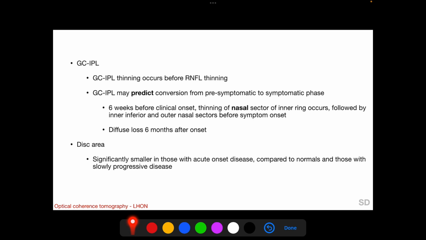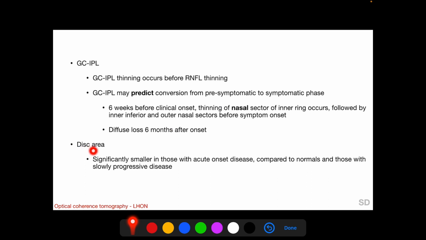So what happens to the GCIPL in LHON? The GCIPL thinning occurs before RNFL thinning. So here also the GCIPL does not thicken in the early stage, and GCIPL may be able to predict conversion from a pre-symptomatic to a symptomatic phase, because it has been found that 6 weeks before clinical onset, thinning of the nasal sector of the GCIPL in the inner ring occurs, followed by inner, inferior and outer nasal sectors before symptom onset. 6 months after the onset, there is diffuse loss.